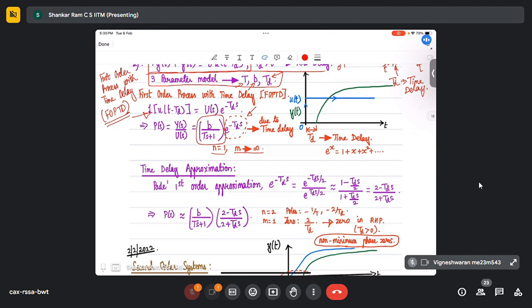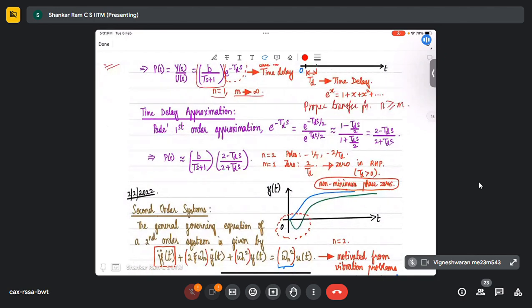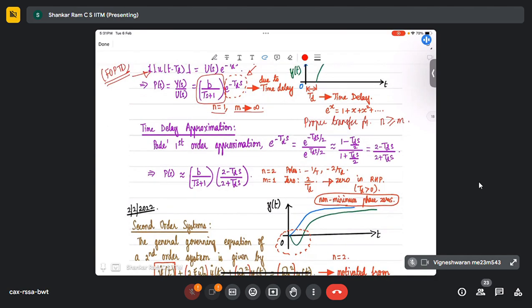So what was a proper transfer function? What is our definition of proper transfer function? Denominator order should be greater than or equal to the numerator order, right? So that is why we have a proper transfer function, right? So if this does not happen, we need to do something, right? Because now here our numerator term is of infinite order compared to the denominator. Denominator is only of finite order, right?